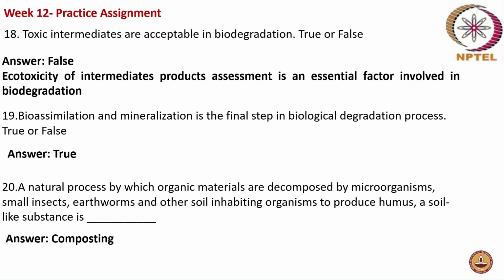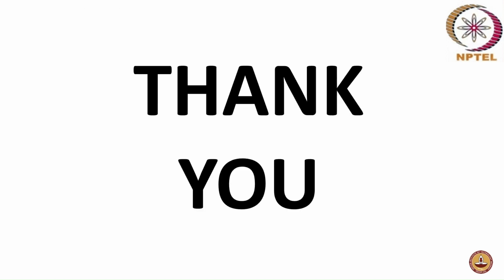So this process is called composting. Composting is a natural process by which organic materials are decomposed by microorganisms or small insects or earthworms and other soil inhabiting organisms to produce humus, a soil like substance. In fact, you would have seen videos of composting using earthworms, where you grow earthworms in a compost. You end up with the final product which is called humus. It looks like soil, and it is used as a fertilizer also, in agriculture. So that's it with the session.